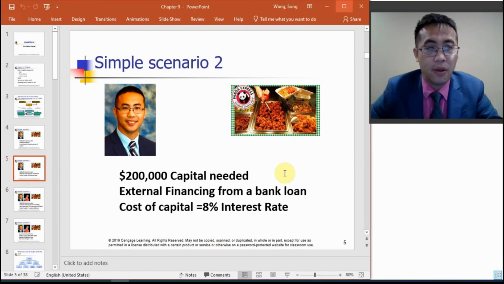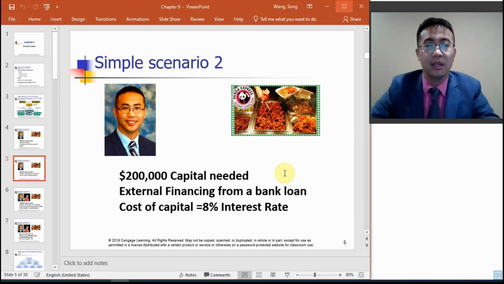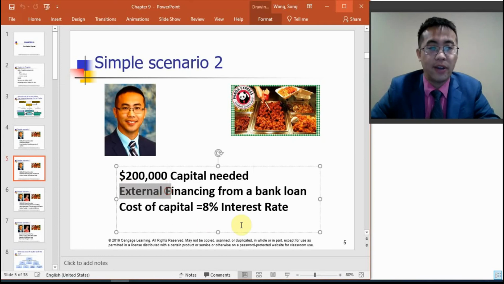In the second scenario, I don't have $200,000, but I can convince a bank to lend me the $200,000 to start the business. This time it is not internal financing anymore. It is external financing, from a bank loan. If the bank charges me 8% interest each year, then my cost of capital for this business is 8%. I'm going to use 8% as a discount rate for the cash flows generated from my Chinese restaurant business.